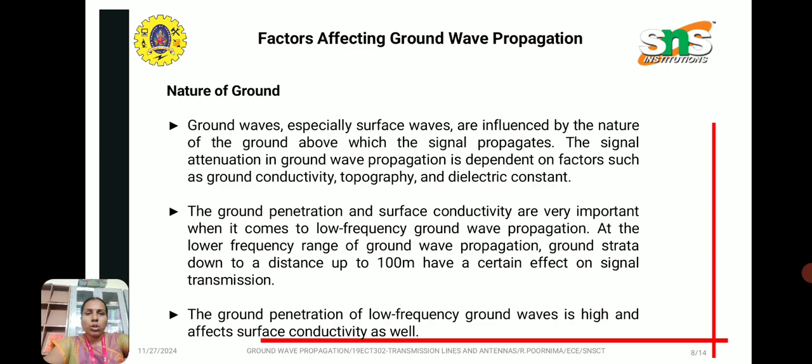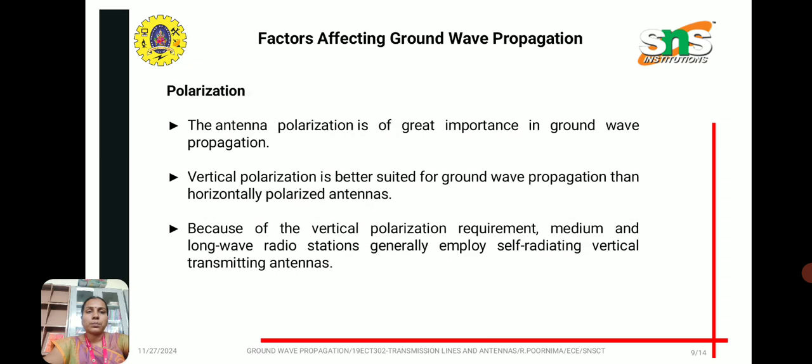Next is the nature of the ground. Ground waves, especially surface waves, are influenced by the nature of the ground over which the signal propagates. The signal attenuation depends on factors like ground conductivity, topography, and dielectric constant. The ground penetration and surface conductivity are very important. At the low frequency range, distances up to 100 meters have a certain effect on signal transmission. Ground penetration of low frequency ground waves is high and affects the surface conductivity as well.